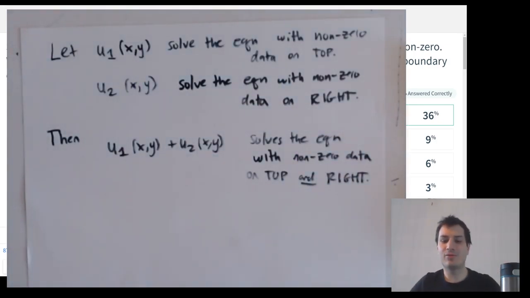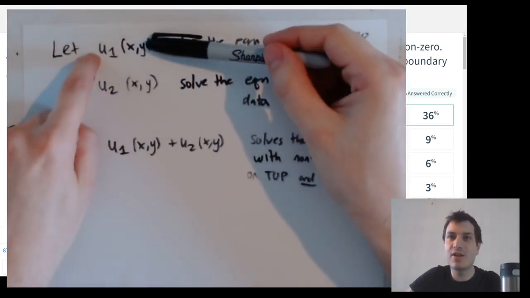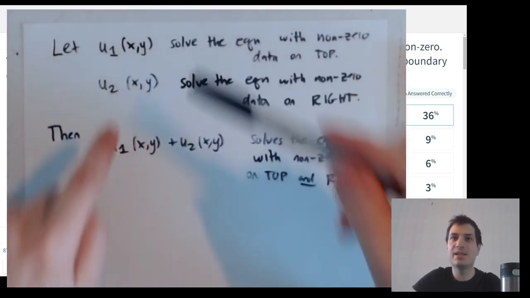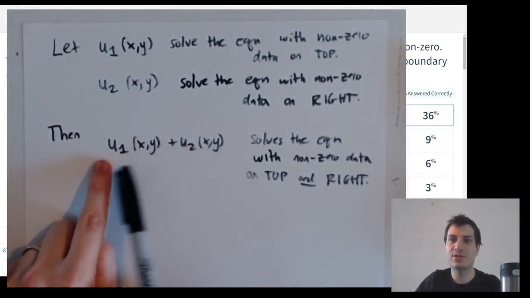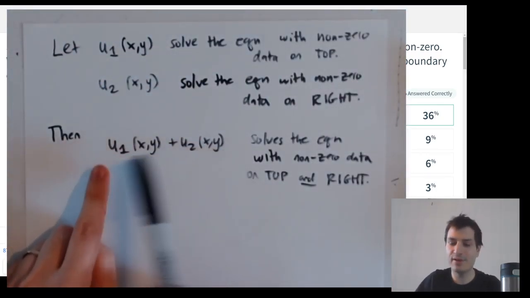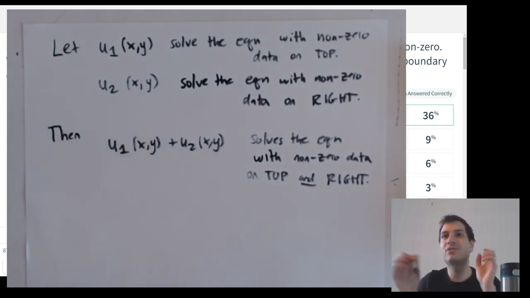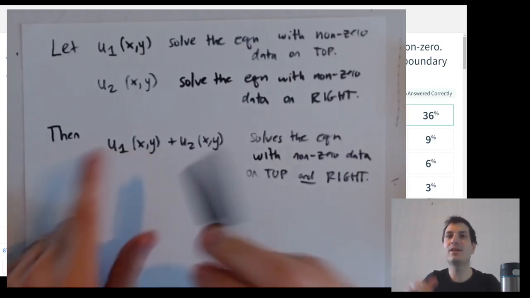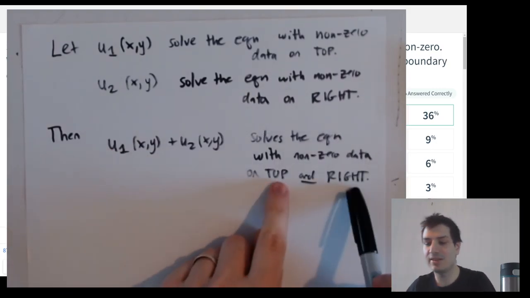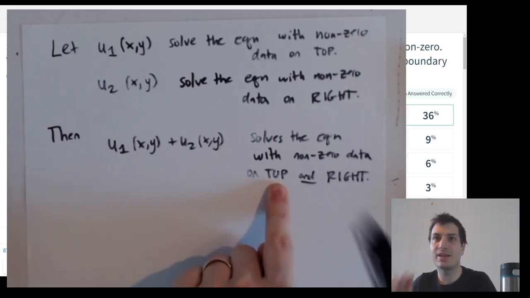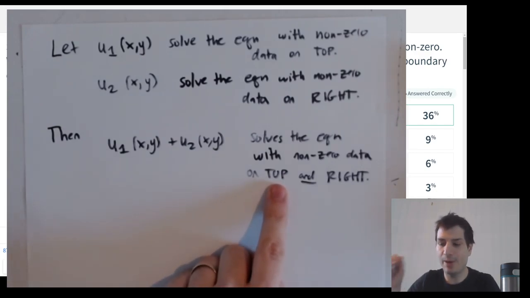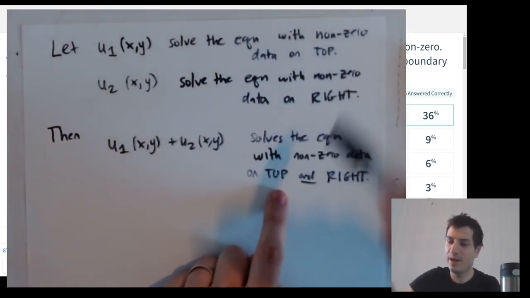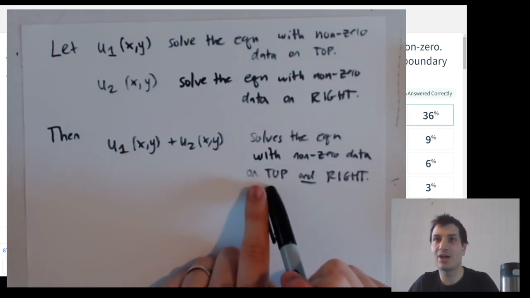You can check that. If this solves the PDE and this solves the PDE, you apply the 2x derivatives and the 2y derivatives to the sum, and because derivatives are linear, this also solves the equation. You can check all the boundary data and you'll see that it has the right boundary data. It's zero on the left and the bottom because these two are zero on the left and the bottom, and it has the data you want on the top and the right.